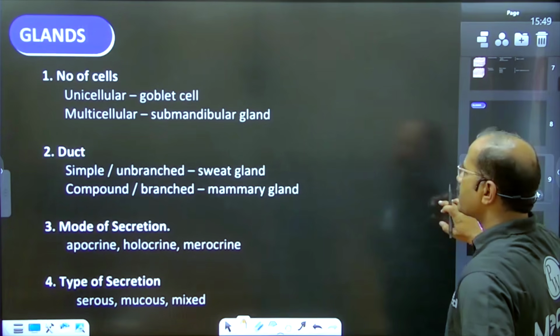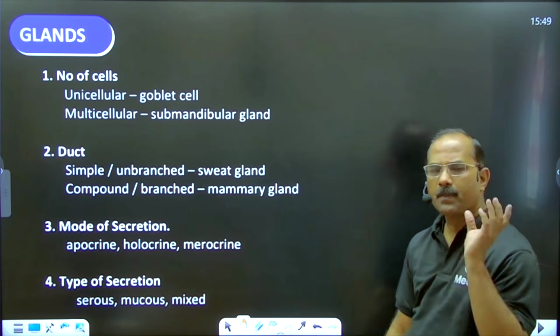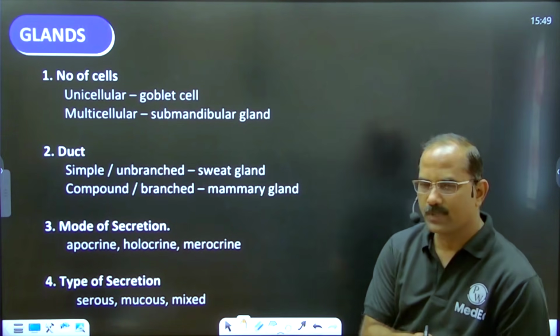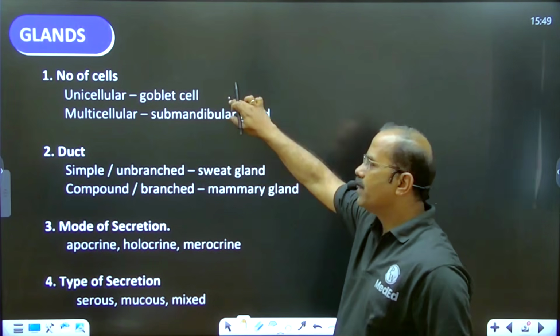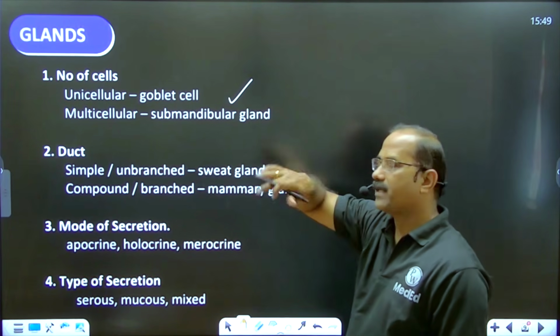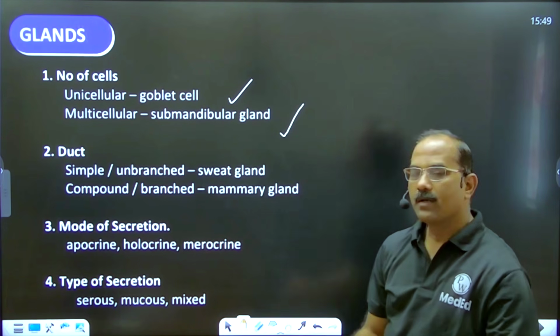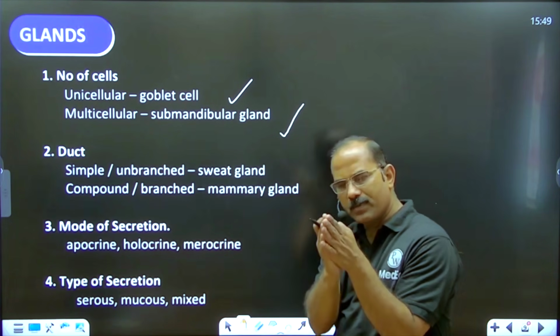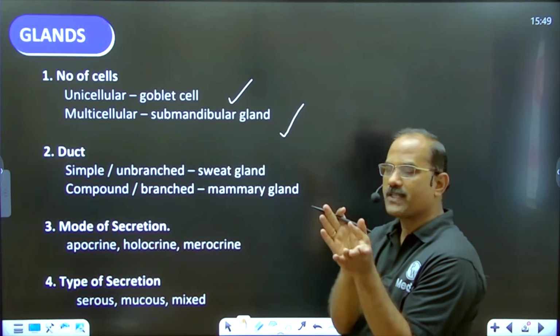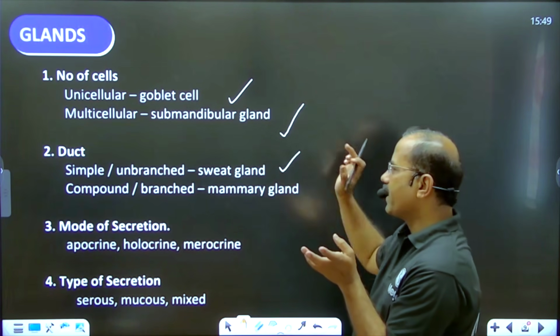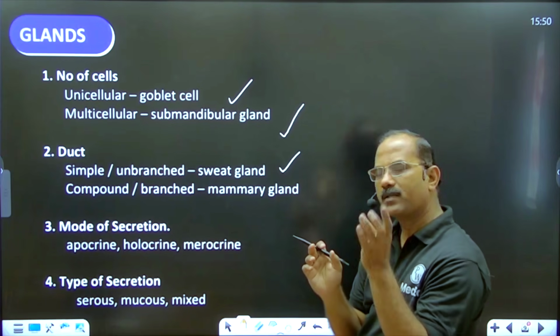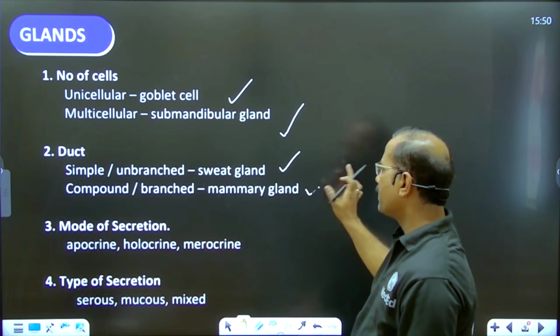Now coming to the glands, depending on the number of cells, the glands are classified as unicellular or multicellular. Unicellular gland is a goblet cell. Multicellular gland is a submandibular gland. Depending on the duct, if the duct is simple, it does not branch, for example the sweat gland. And compound, meaning branched duct, for example the mammary gland.